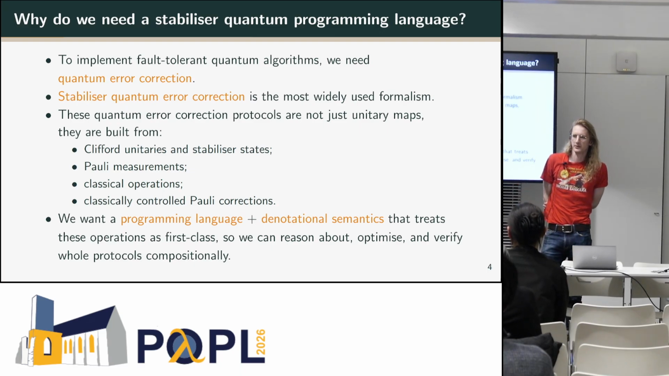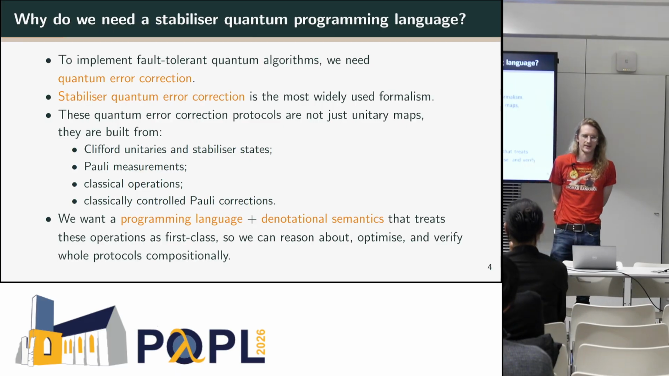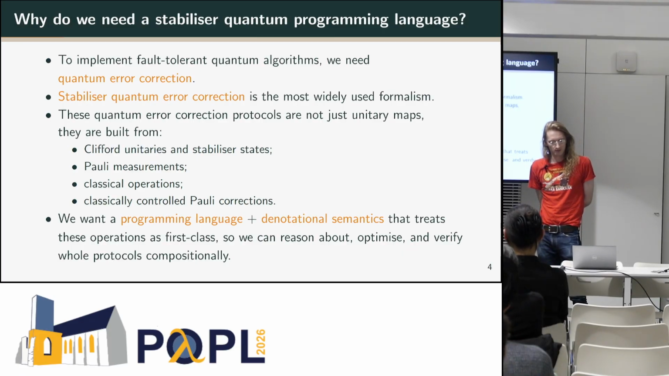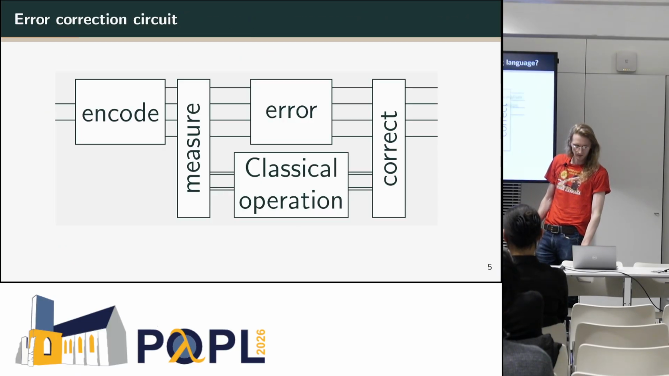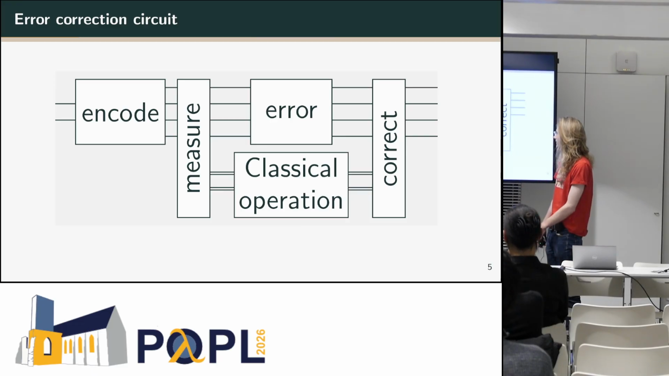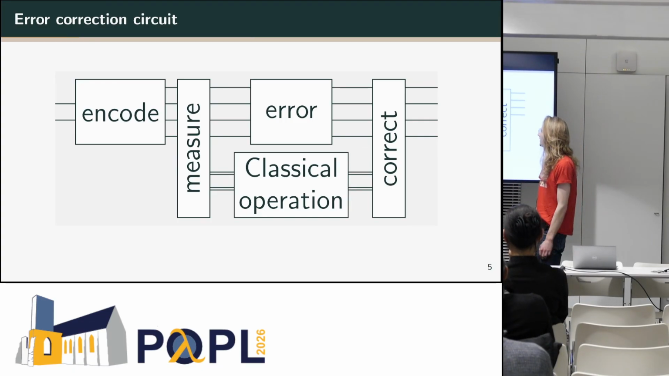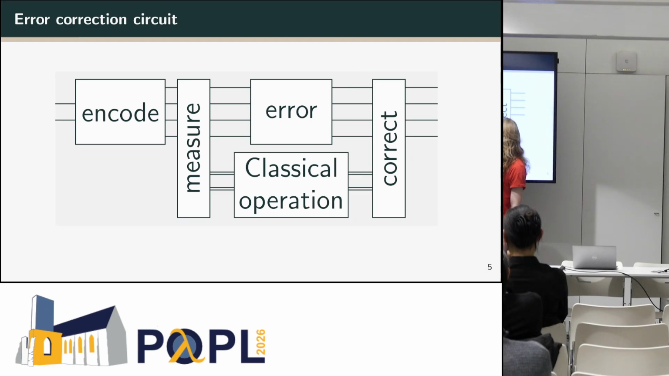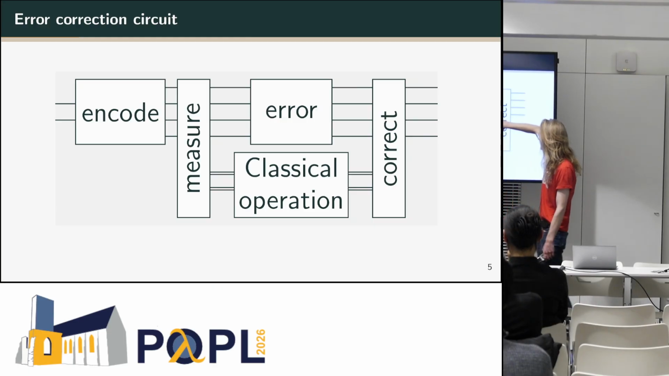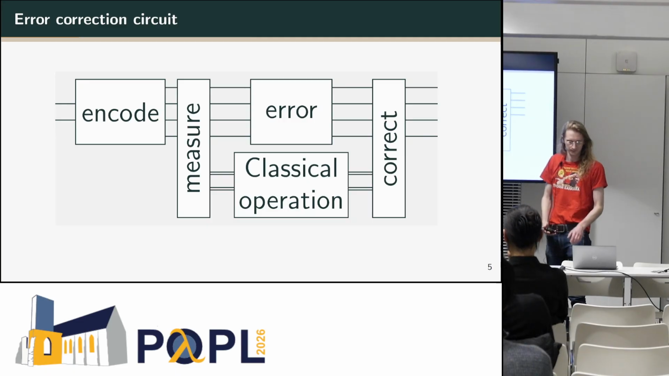We want a programming language which is native to the stabiliser formalism, and we also want a denotational semantics which exactly captures this, so that we can reason about, optimize, and verify such quantum error correction protocols. So here's a rough diagram of what you might want to do for a stabiliser quantum error correction protocol. You have some unitary or isometry which encodes things, and then you perform a Pauli measurement, and you apply some classical operations, and maybe some error occurs, and you want to apply some corrections to fix the error.